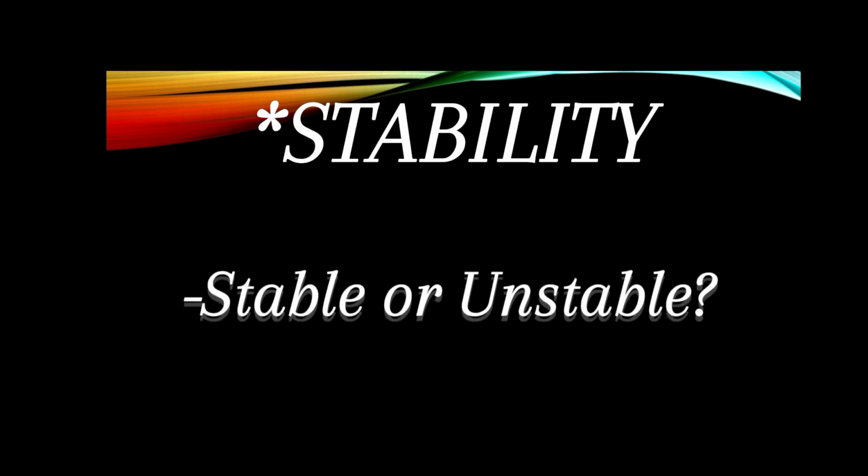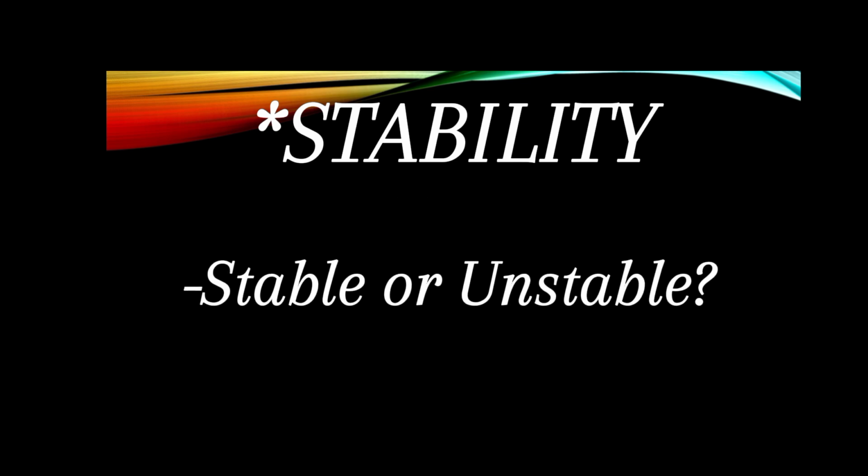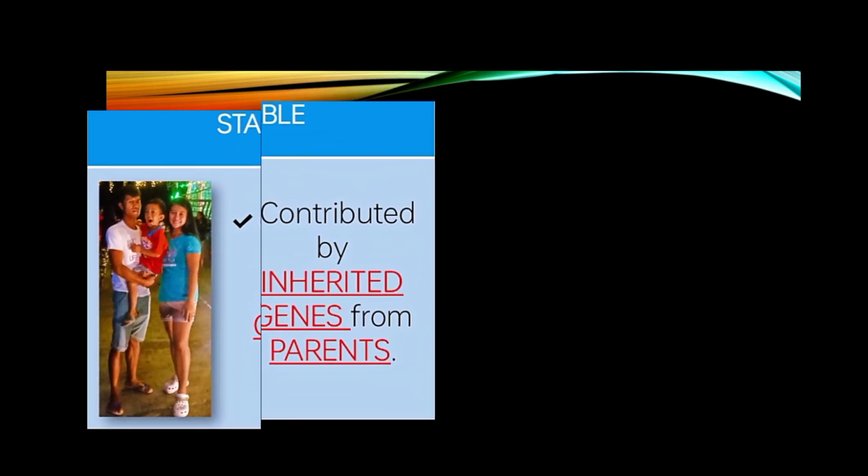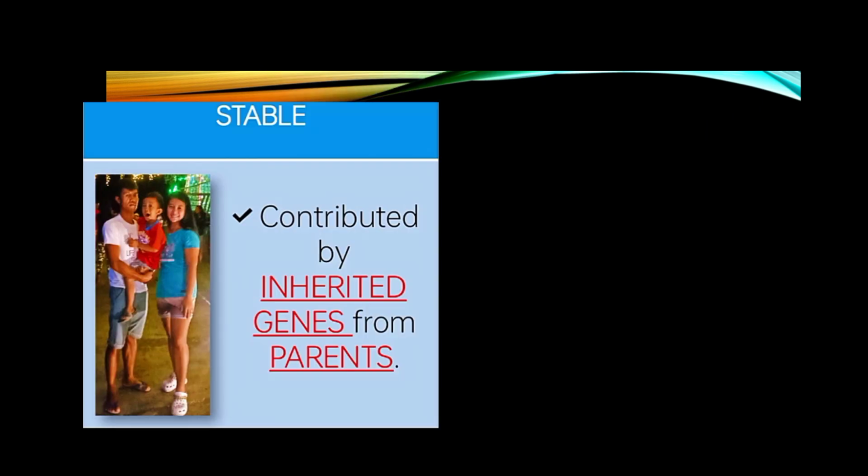Second is the stability. Are the attributions stable or unstable? So, an example of this is that, if the student believed that his poor performance is because of the genes inherited from his parents, then the attribution is stable and it can no longer be changed.